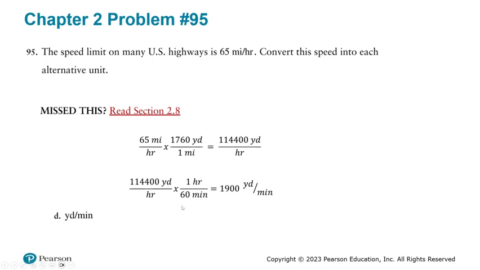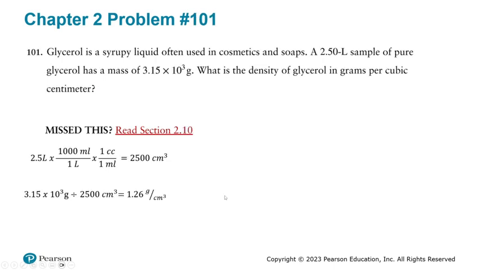That divided by 60 minutes, or times by 1 hour per 60 minutes. We'll round to two significant figures because we're starting with the same number. We always will have two sig figs. So we get 1,900 yards per minute. Kind of a weird calculation, but that's what it is.